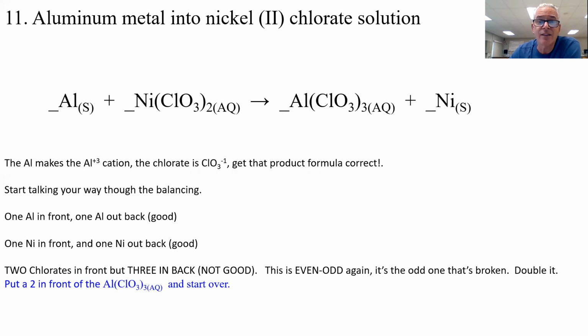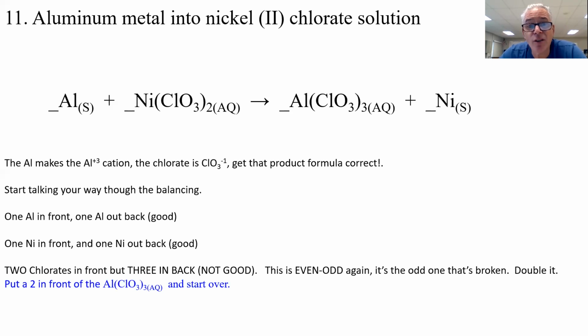So let's write the skeleton. Now, this is a little tricky this time because the nickel was a +2 ion. So we needed 2 chlorates. Aluminum makes a +3 ion. And if you have a +3 ion with a -1 chlorate, we're going to need 3 chlorates in the product, Al(ClO3)3. It's doubled in the front, it's tripled in the back because you have to write the formula correctly. Nickel pops out as a solid.